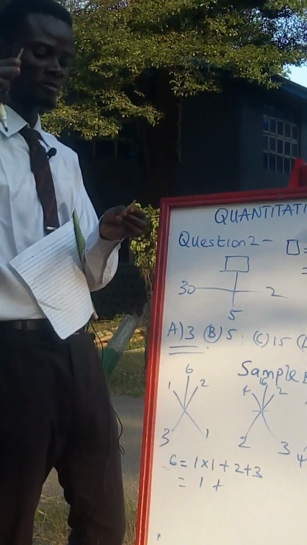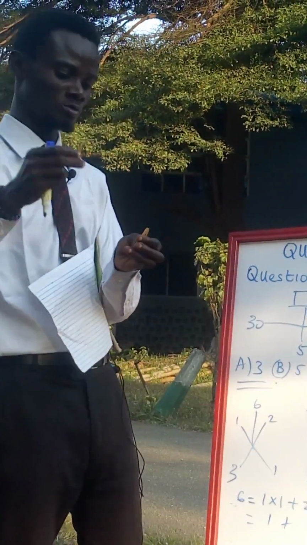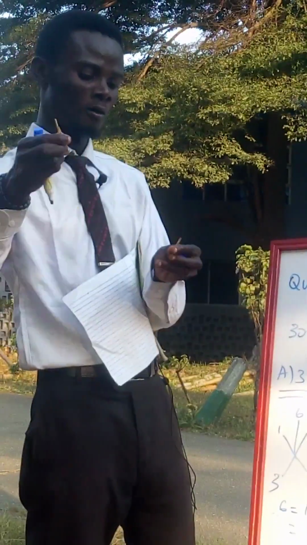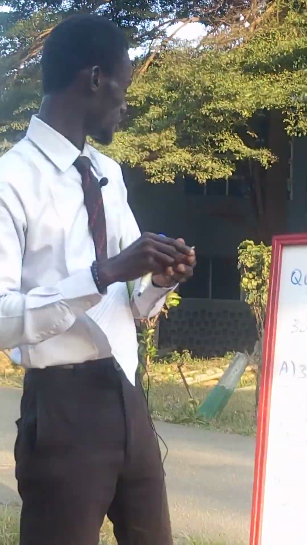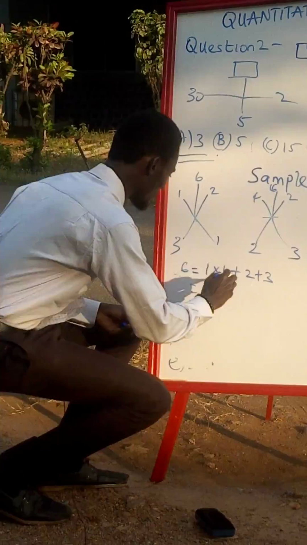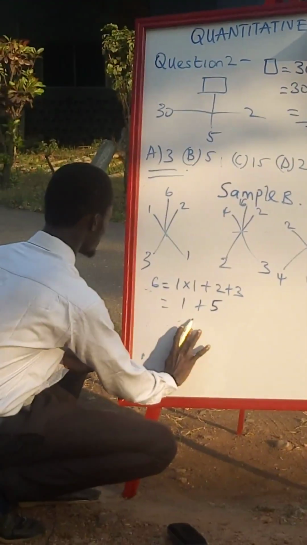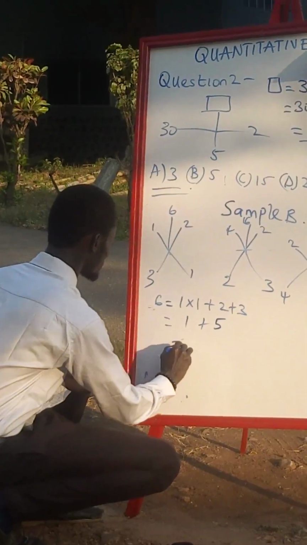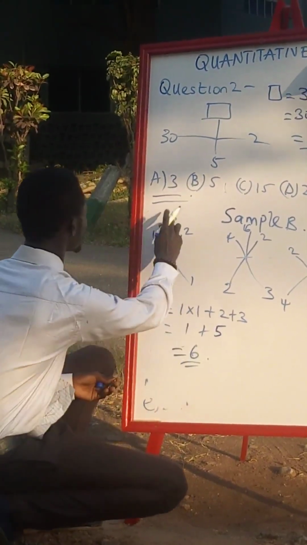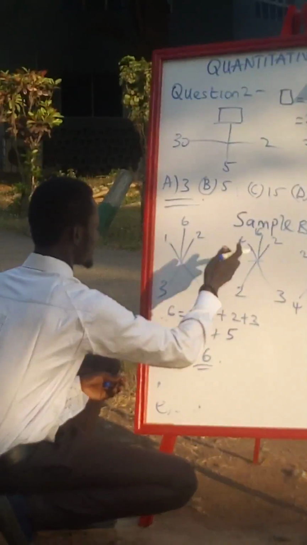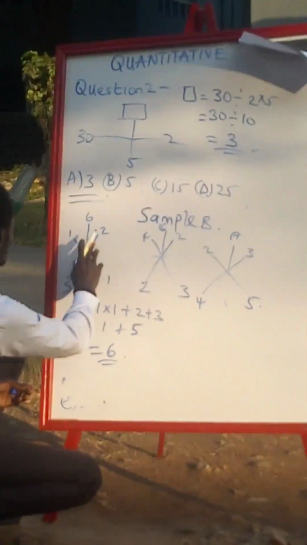That's 1, 2, 3, 4, and 5. So automatically here is 5. So 1 plus 5 is equal to 6. That's how to get 6. Do you understand?